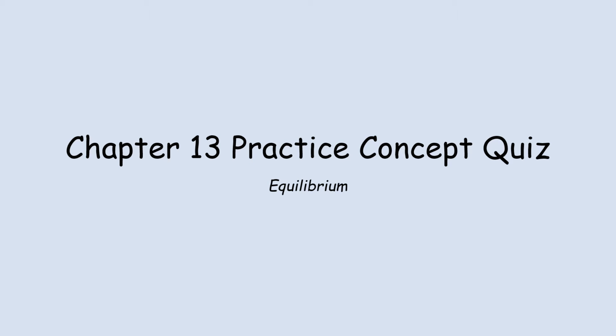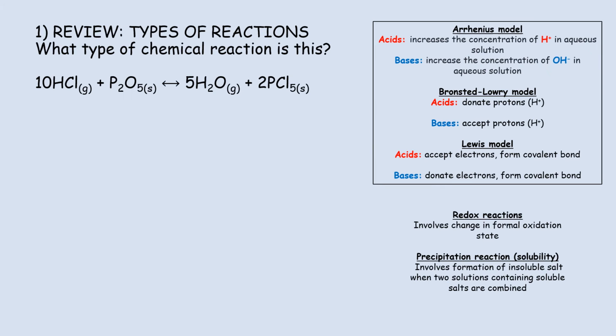Hello, today we're going to go through the Chapter 13 practice concept quiz on everybody's favorite topic, equilibrium. Question 1. What type of chemical reaction is this? So we have hydrochloric acid reacting with phosphorus pentoxide to produce water and phosphorus pentachloride.